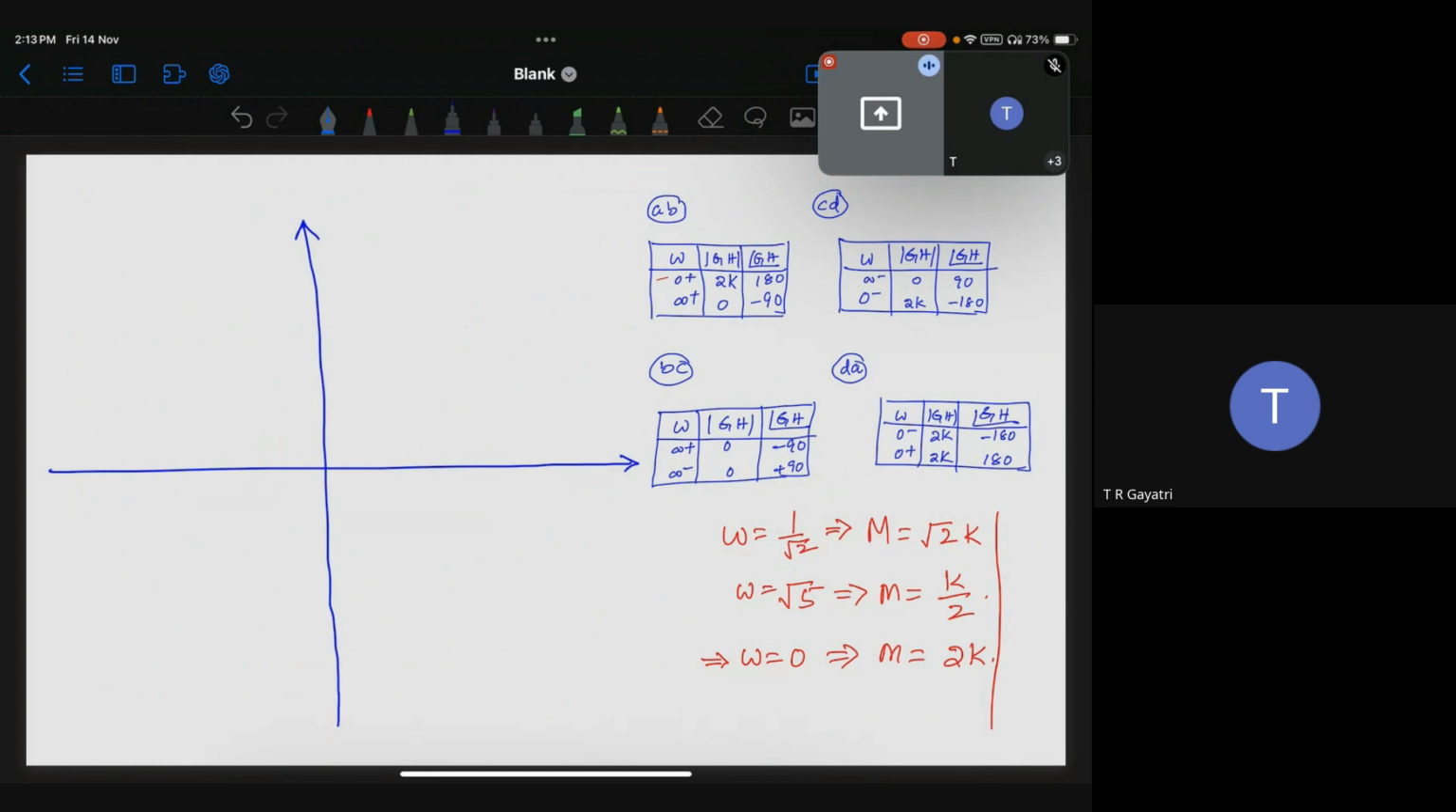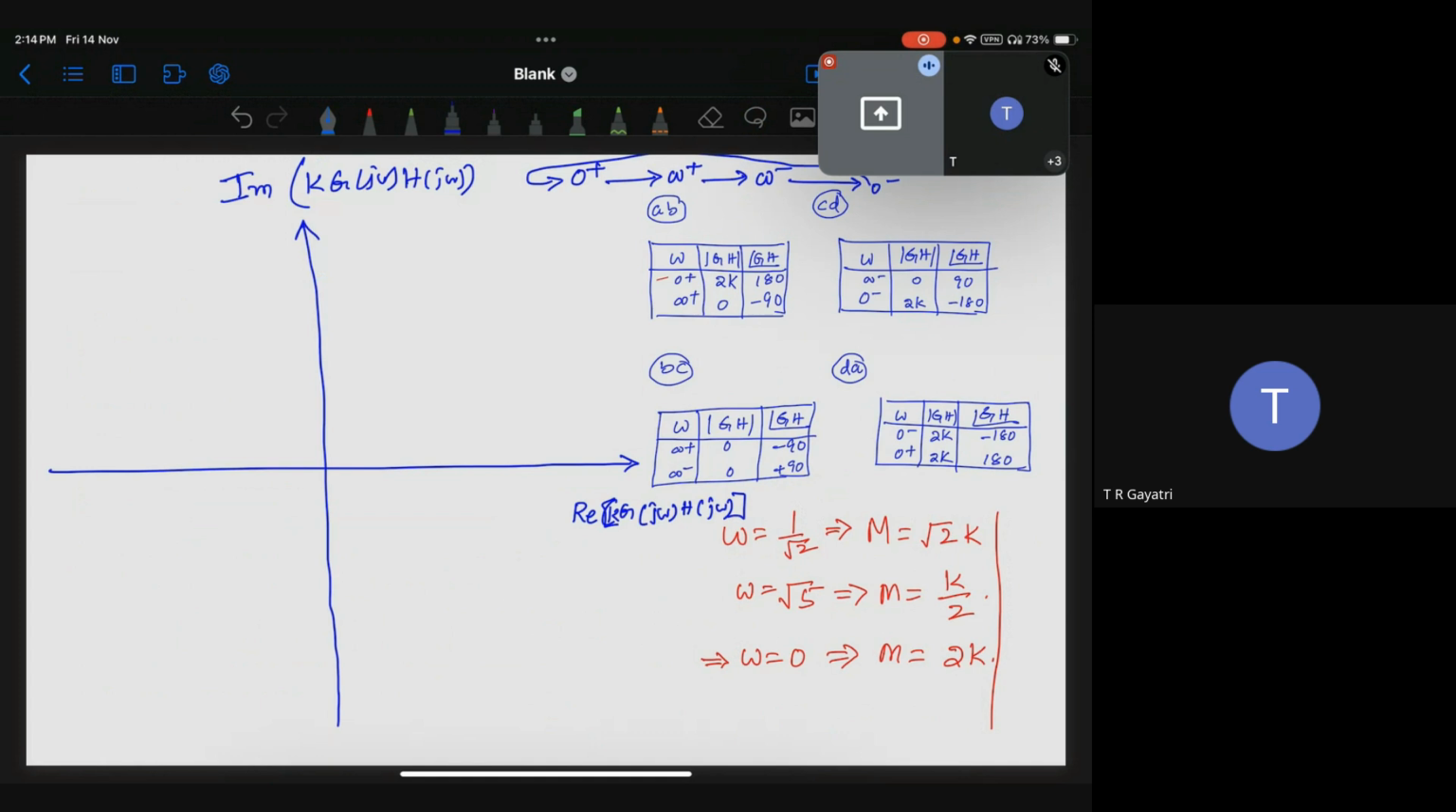So this is the real part of GH, where GH means G of J omega, H of J omega. This is the imaginary part of G of J omega, H of J omega. Now let's start with AB first. For AB, you start with 0. The sequence is like this: 0 plus, infinity minus, 0 minus, and then back to 0 plus.